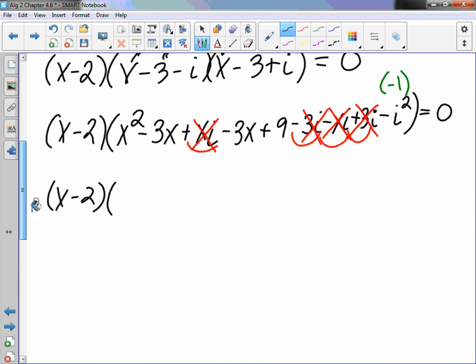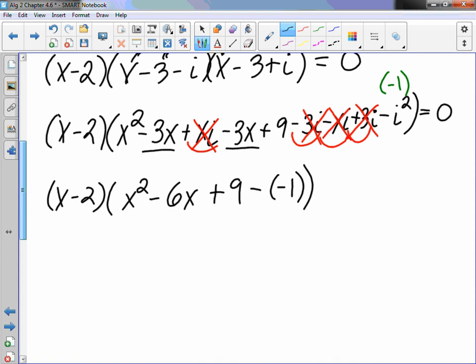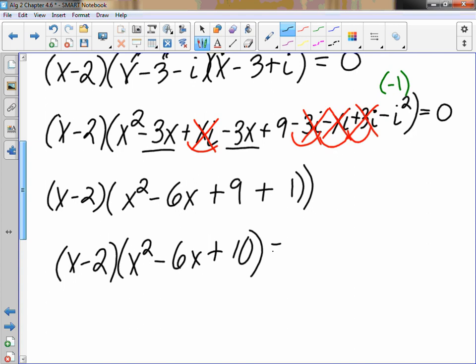So I'm going to go on and combine the other terms. So we'd have x squared. Negative 3x and negative 3x would give us negative 6x. Plus 9 minus our negative 1. Well, wait a minute. A negative and negative make a positive, yes? So really I can just say this is plus 1, isn't it? So what we have is x minus 2 times x squared minus 6x plus 10.